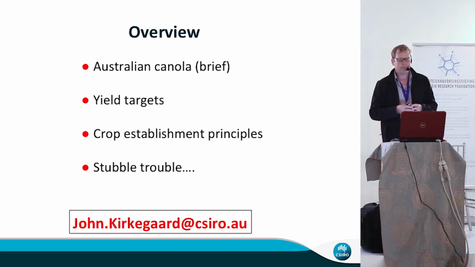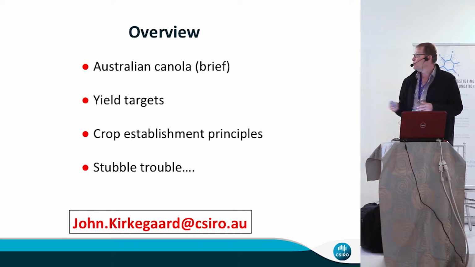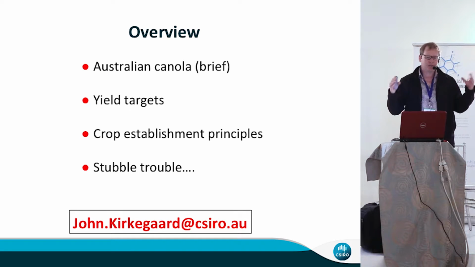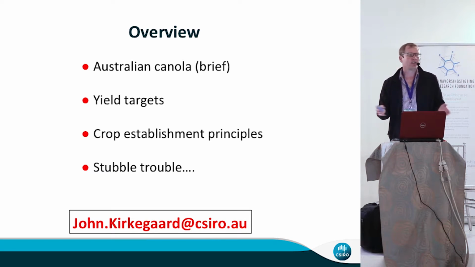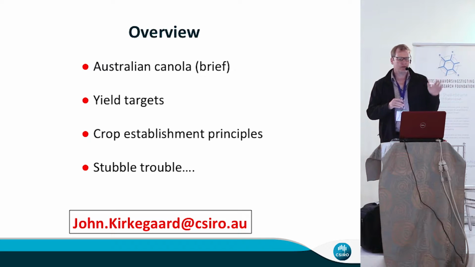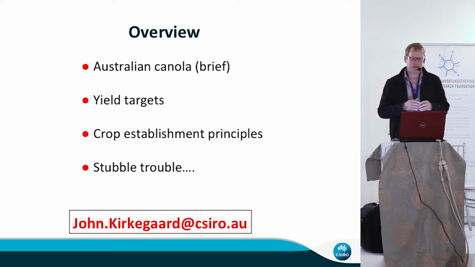My talk is going to be broadly following this overview. I want to tell you a little bit about canola in Australia first so that you can understand the background to the cropping system there. Then I'll talk a little bit about yield targets, because it's good to talk about 5-ton yields, but it's important to be realistic and to know what your yield potential really is, and then to aim your management for the yield potential that's realistic for your situation.